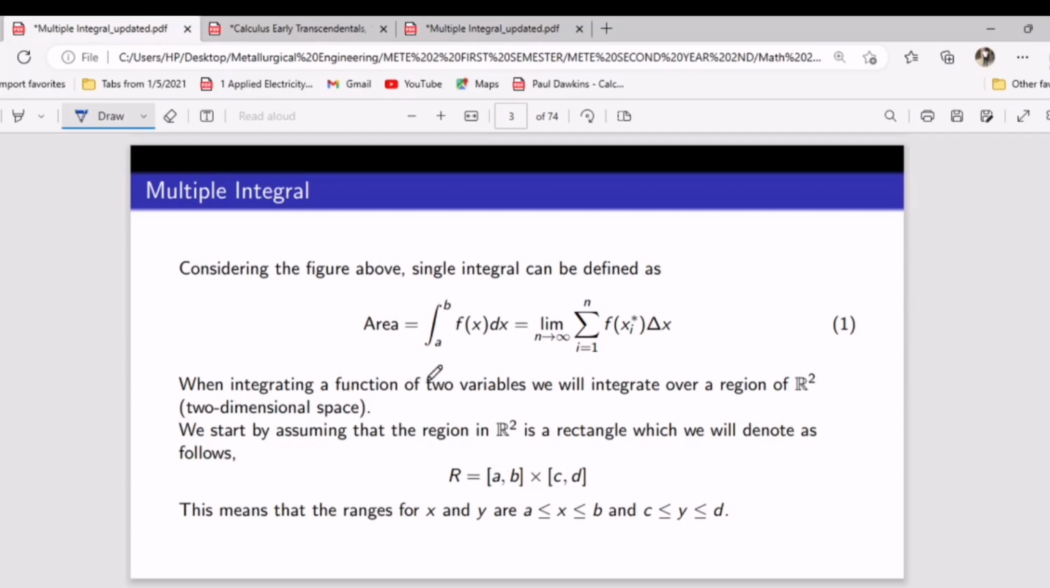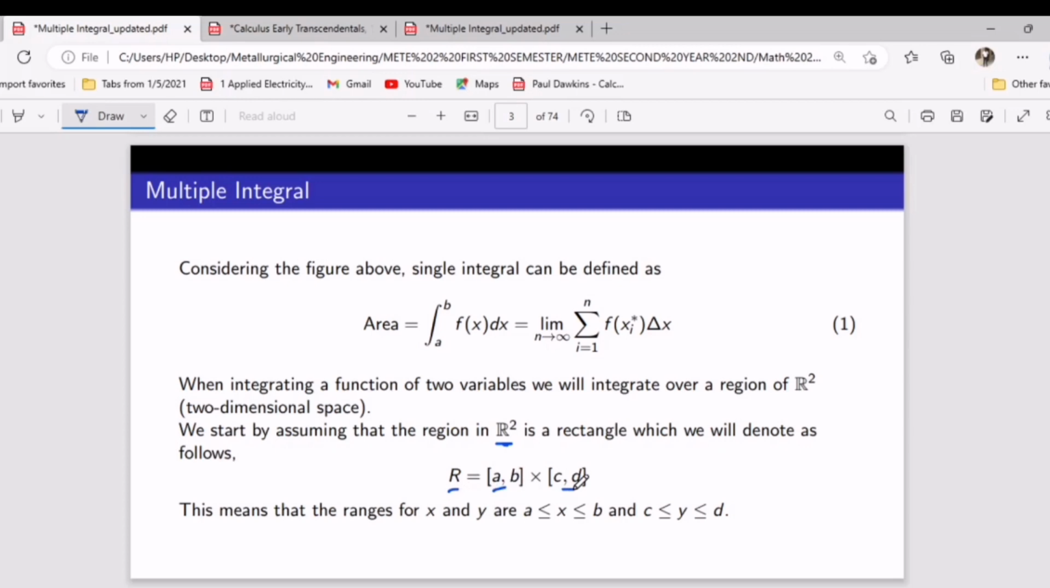When integrating a function of 2 variables, we will integrate over a region. So in 2 variables, we're going to integrate over a region, right? But with a single variable, we just do it over an interval. So we start by assuming that the region in R squared is a rectangular region, yes, it's a rectangle, which we will denote as the following. Let's kindly pay attention, I'm going to explain something here. So then we have a rectangle, which is R, and it's given to us by this and this.